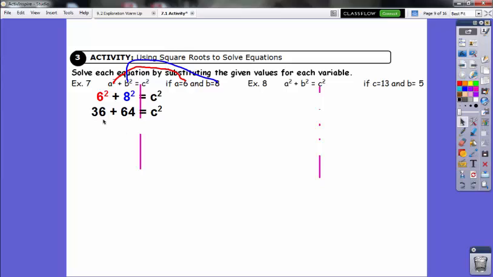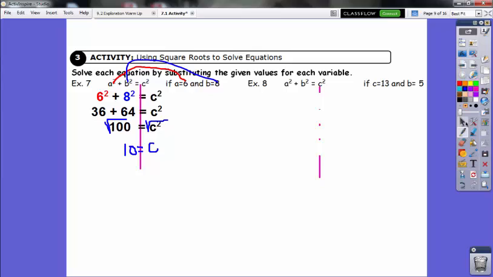Okay, then I can combine these because they're on the same side. They're like terms. 36 plus 64 is 100. And I bring down the c squared on the other side. And my last step now is to figure out c. So if I take the square root of c squared, that is just c, and the square root of 100, that is 10. So the answer to c is 10.